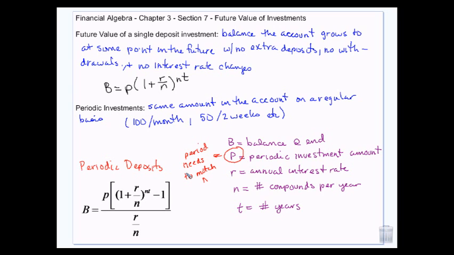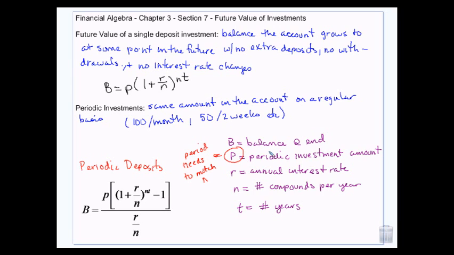P is not the same, because the P was principal. Yeah, it's principal. This time it's the periodic investment. P always is the money in the account or the money you're putting into the account. So P and N have to be the same? Not the same number, the same time period.